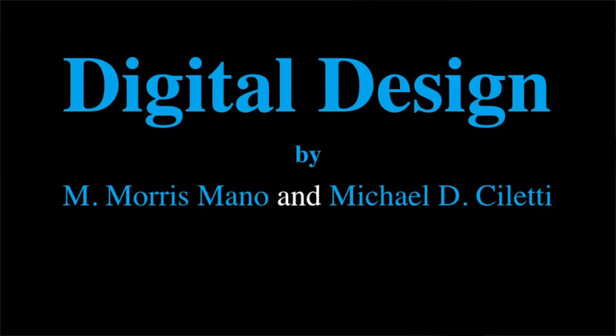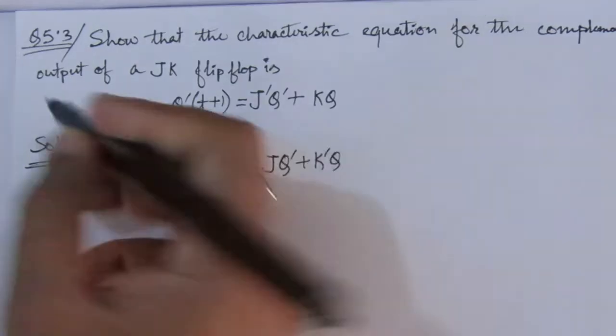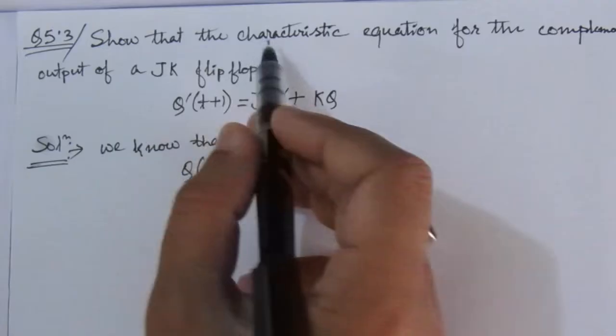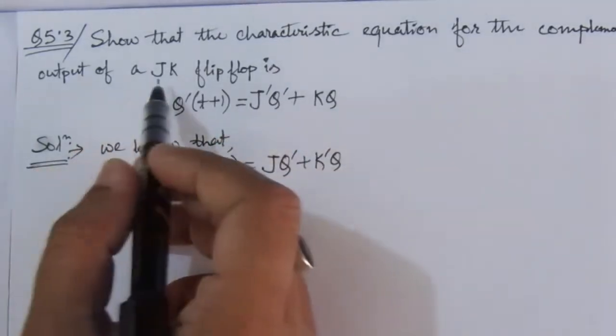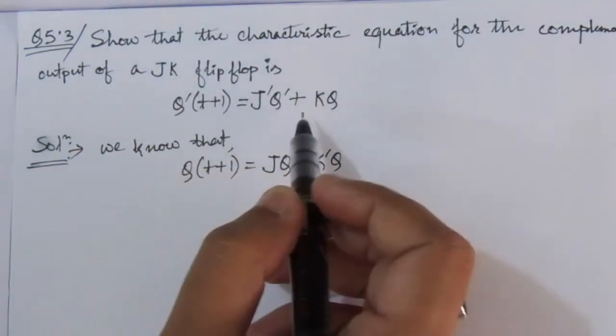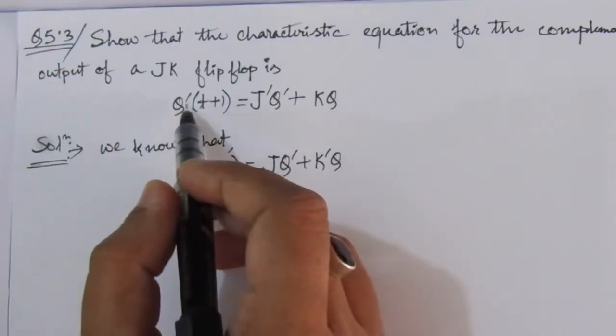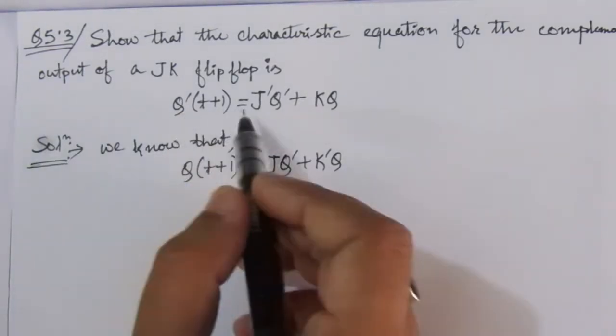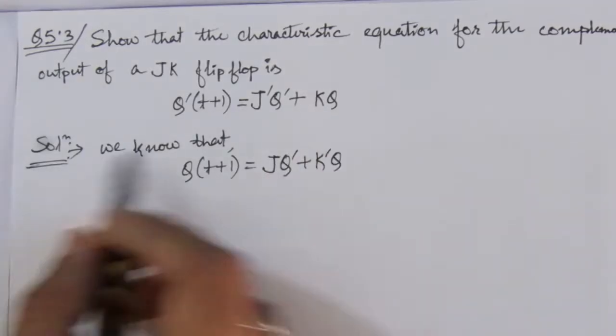I am solving the problems from the book Digital Design by Maurice Mano and Michael Ciletti. So in this video, I am solving problem number 5.3 from chapter number 5. The problem is, show that the characteristic equation for the complement output of a JK flip-flop is this one. That means the complemented output, Q complement of t+1, that is the next state complement output, is equal to this equation. Let us solve this problem.